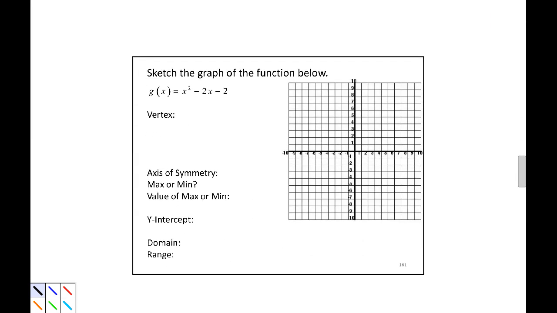Sketch the graph of this function below. G of x equals x squared minus 2x minus 2. Well, that is of the form ax squared plus bx plus c, where a equals 1, b equals minus 2, and c is also minus 2. So to find the vertex, first we will find h. I'll write these formulas up here. H equals negative b over 2a, and k is f evaluated at h.